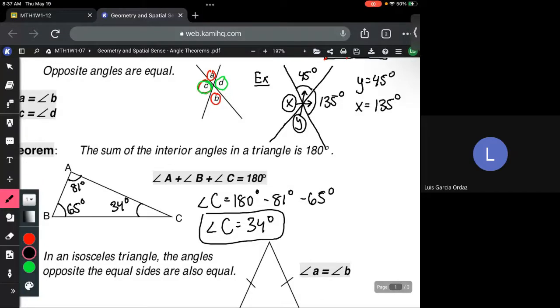So remember, whenever you're finding the missing angle in a triangle, you're taking the total of 180 and subtracting the two angles that you already have. 180 is the sum of all of the angles. And I'm always going to give you the angle.